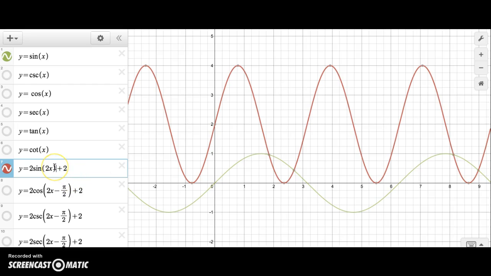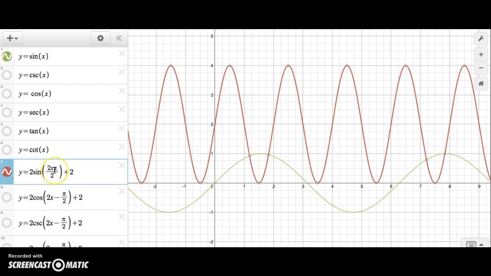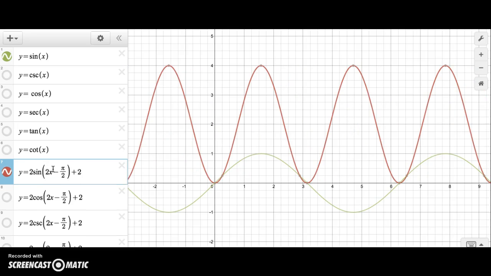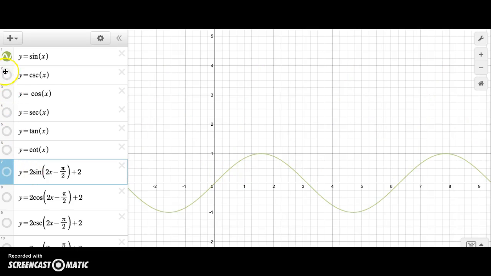But because of that phase shift, we move over pi over 2, or half pi. So let's bring that back, minus pi over 2. There we go. So, see? You go up. Here's pi over 2. There's pi. So that is one interval. We just move over.